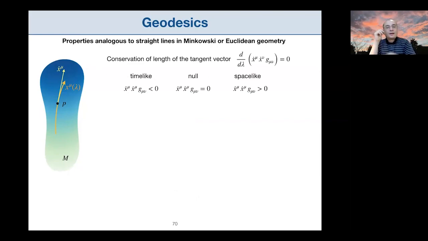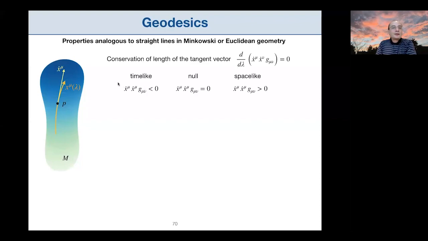Geodesics are supposed to be the counterparts of straight lines in Minkowski and Euclidean geometry. In fact, they share a lot of properties with straight lines. The first fairly simple one is that the length of the tangent vector, meaning x dot mu contracted with the metric, or the product of x dot with itself, is conserved along each of these geodesics.